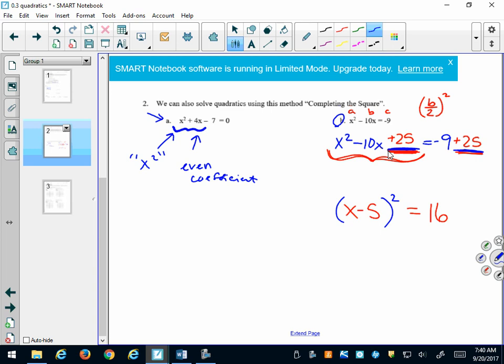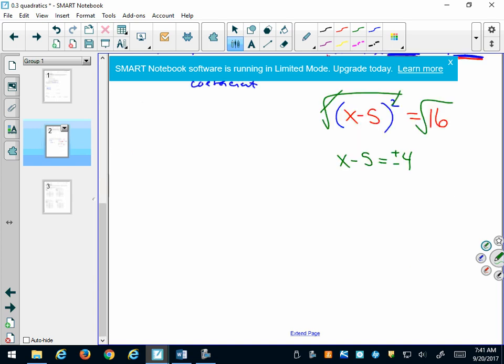So in order to solve this, we're going to solve by using square roots. The square root of (x minus 5) squared, they cancel out, and we get x minus 5 on this side. The square root of 16, remember, is plus or minus 4. That's how you get your two solutions. You're going to solve this twice. x minus 5 could be positive 4. x minus 5 could be negative 4. So there's two solutions.